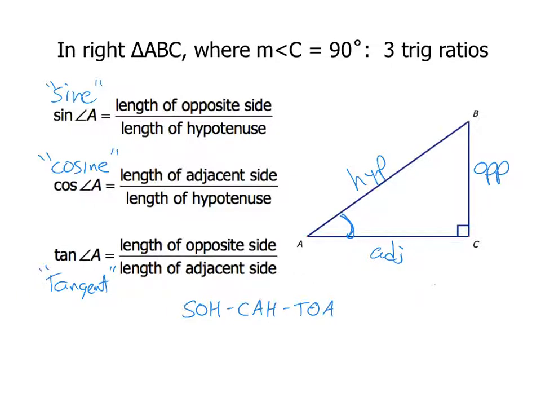And they remember that because sine is opposite over hypotenuse. Cosine is adjacent over hypotenuse. And tangent is opposite over adjacent. So that's how they kind of remember those things. So let's get going and do some trig.